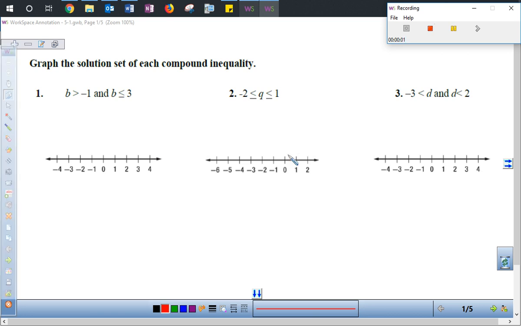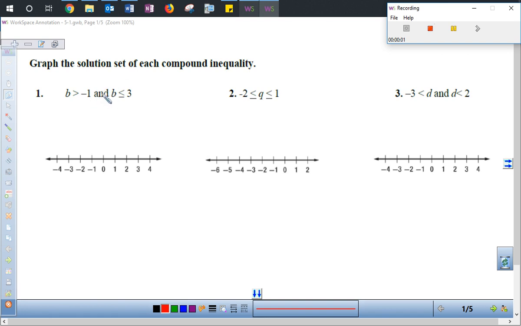Okay guys, today we're going to talk about compound inequalities. Now compound inequalities are when we're dealing with two inequalities at once. So on number 1, we have b is greater than -1 and b is less than or equal to 3. A compound inequality will be joined by either the word and or the word or.